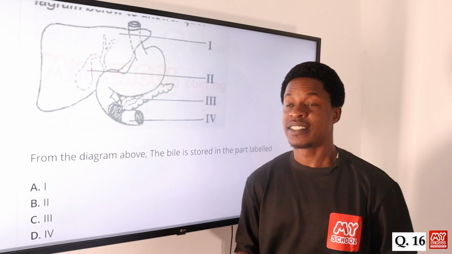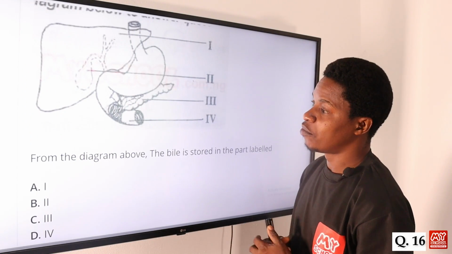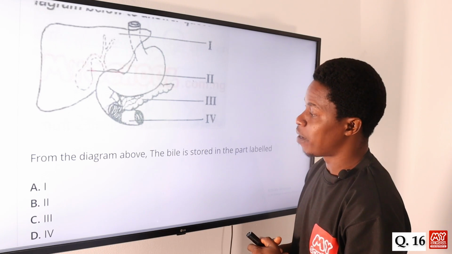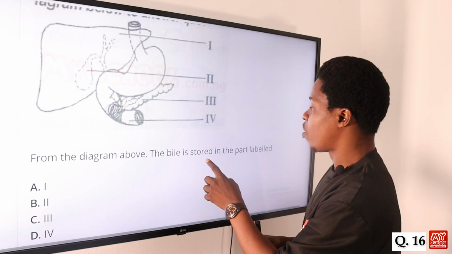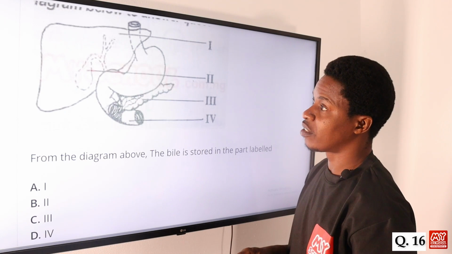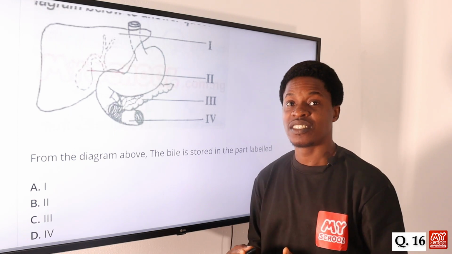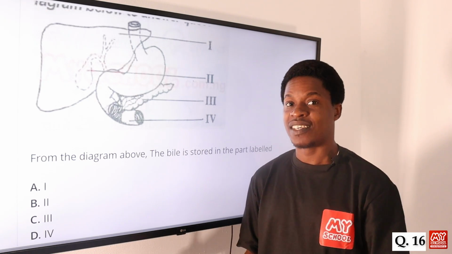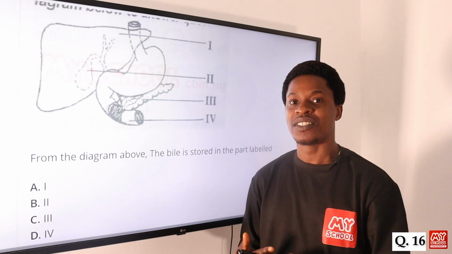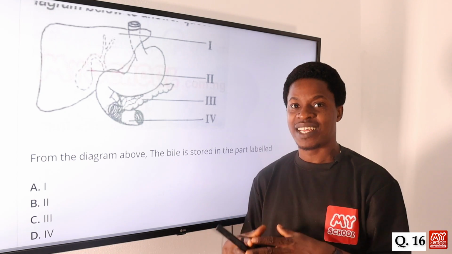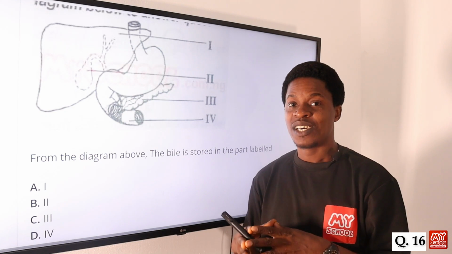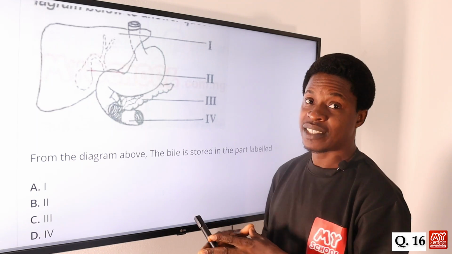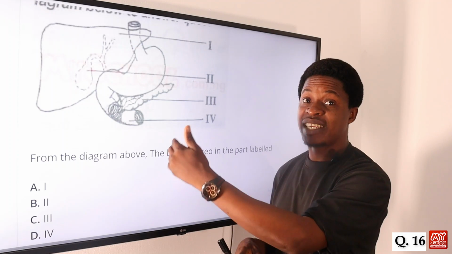Now on to question number 16. The same diagram we just dealt with. It says from the diagram above, the bile is stored in the part labeled what? Bile usually is produced in the liver, but is stored in the gallbladder. So the gallbladder is the part of the organism where the bile is stored.